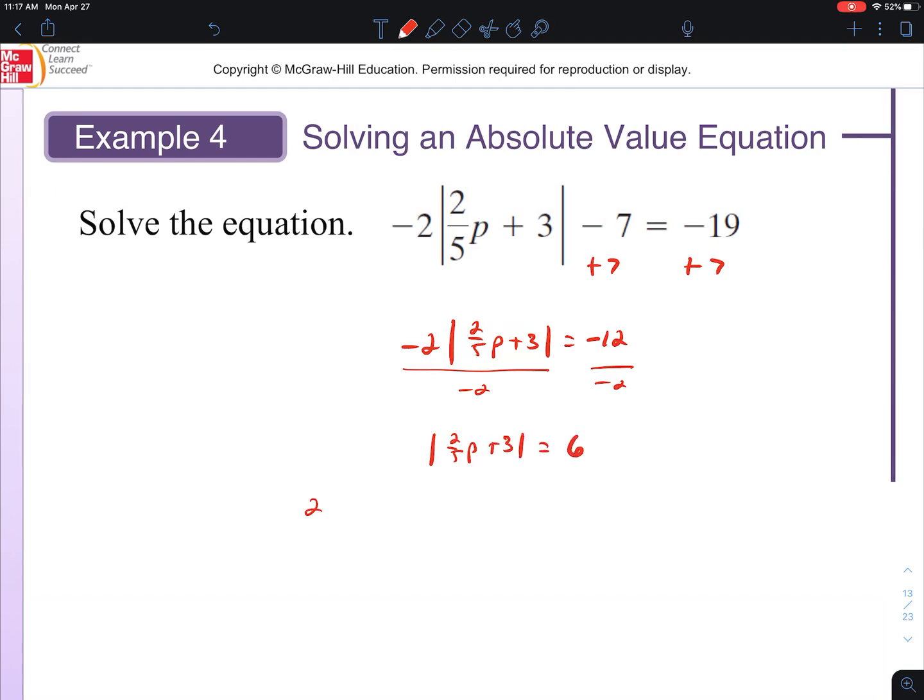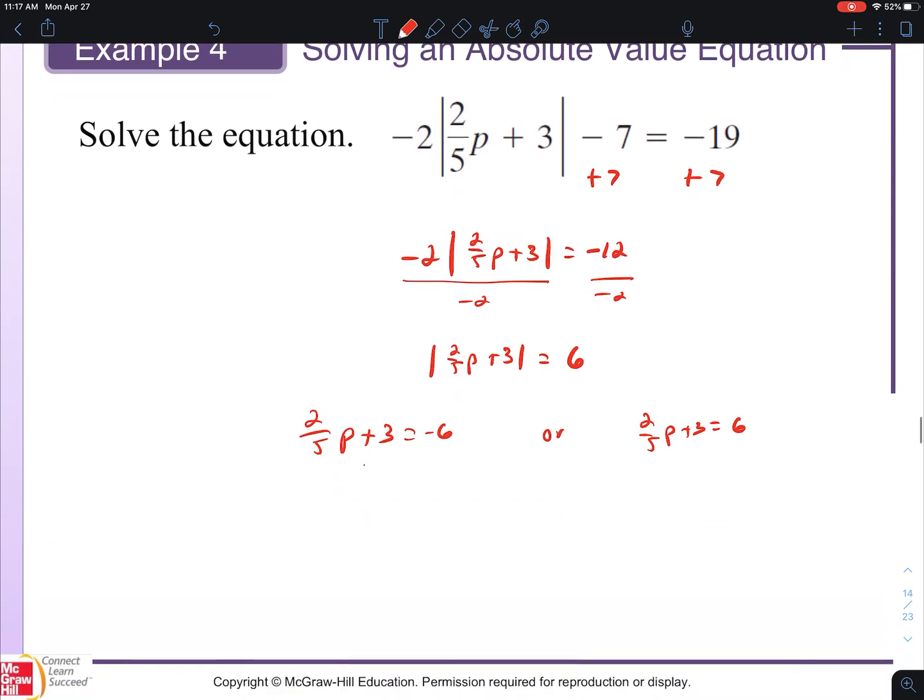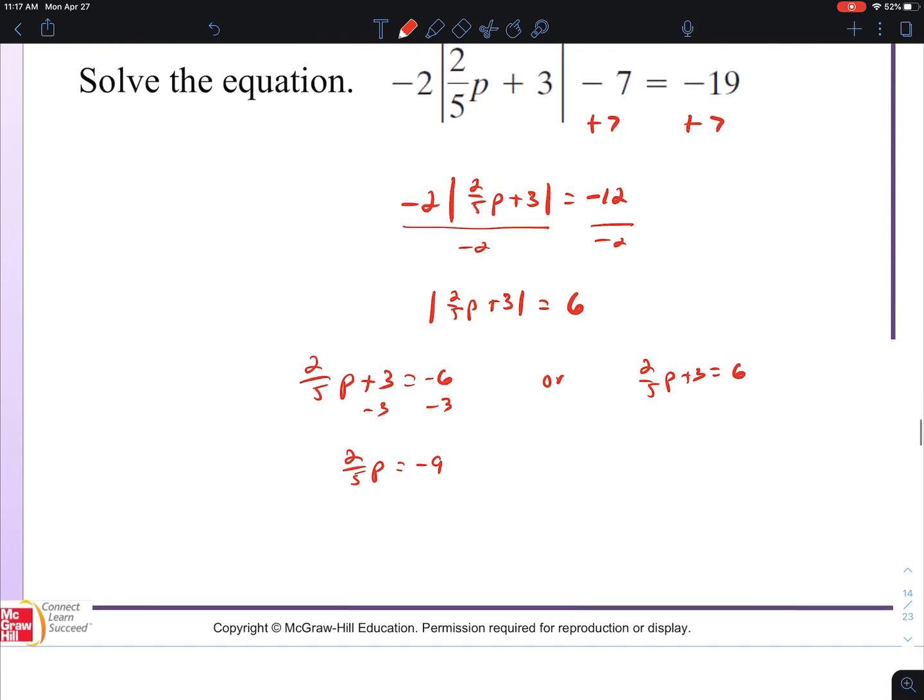Now we can go ahead and solve it. So 2/5 p plus 3 is equal to negative 6, and 2/5 p plus 3 is equal to 6. So we're going to subtract the 3 from this side. So we get 2/5 p is equal to negative 9. And then we're going to multiply by the reciprocal. So then p is equal to negative 45 over 2.